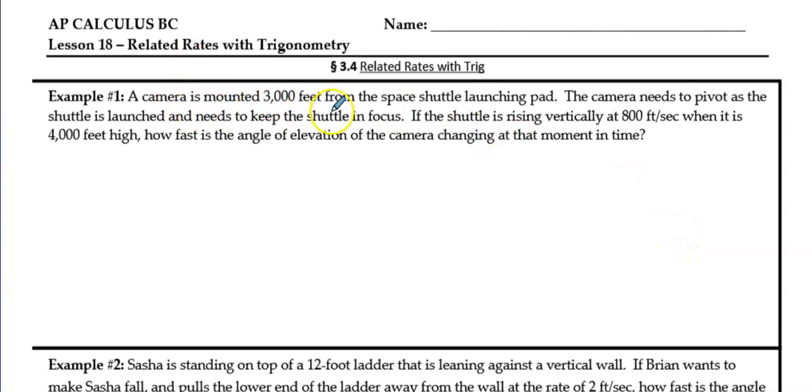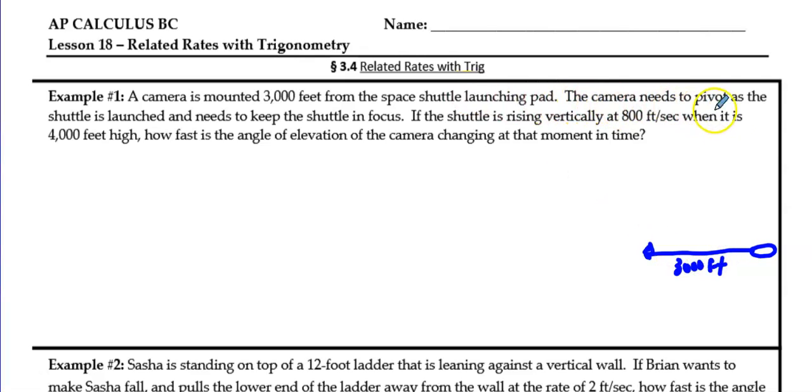It says, a camera is mounted 3,000 feet from a space shuttle launch pad. So we don't have to be pretty cute at all with this. So we're going to go ahead and say that the camera's right here. So there's our little camera. And here's our launch pad right there. And it tells us that that's 3,000 feet of distance.